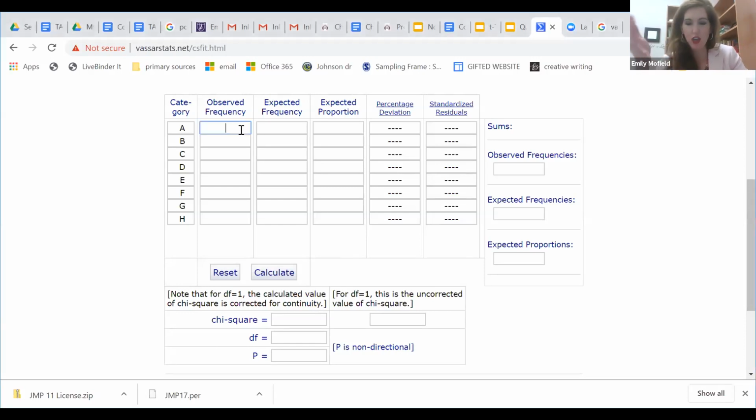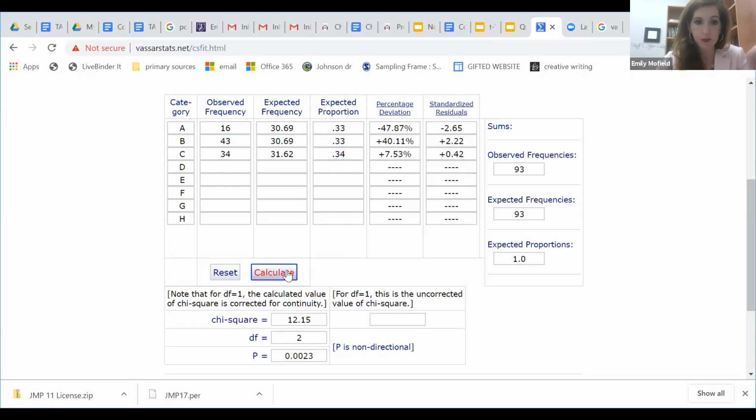All right, so if I go back to JMP and look at how many cars are in each group, it's 16, and it's 43, and it's 34, and the expected proportions, because I want to see if one is represented more than the other groups, and it's statistically significantly more than the other groups. Wait a minute, I keep putting these wrong numbers in. Okay, which numbers am I looking at? It's actually 10, 67, and 16.